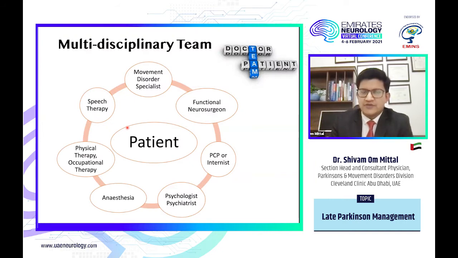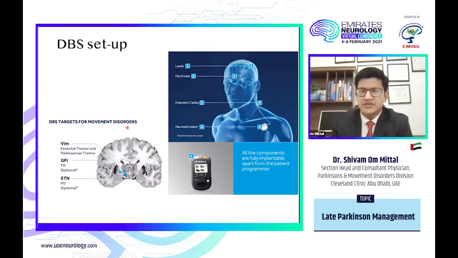With DBS, we always have to look at a patient with a team approach. There has to be a movement disorder neurologist available 24/7 for the patient. There has to be a functional neurosurgeon who is in house for any troubleshooting. You should have a psychologist, psychiatrist, anesthesia trained in DBS surgery, a speech therapist trained in LSVT therapies, and physical therapy as well. Set up for DBS.